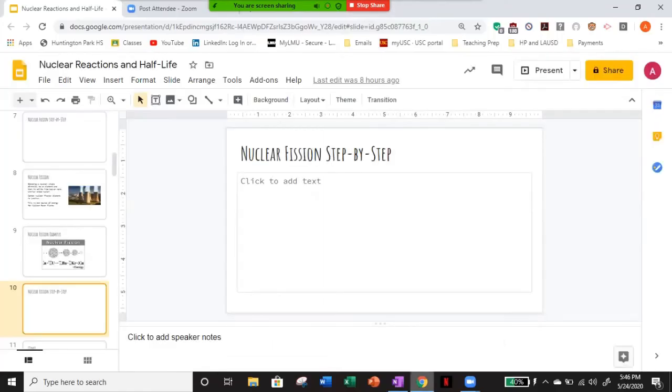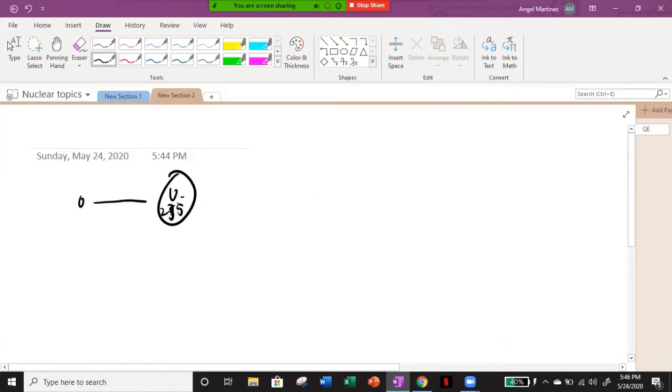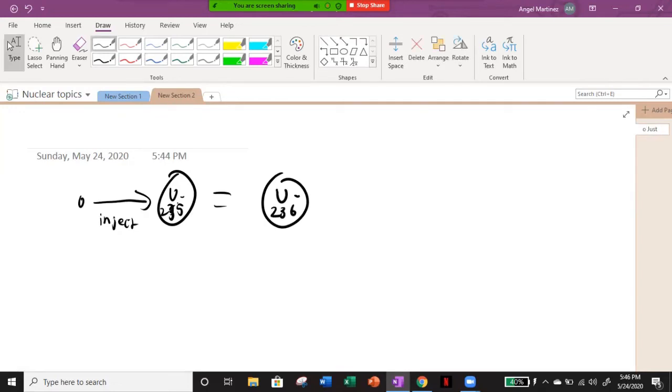So let me show it step by step. So we have uranium-235, I'll just say U-235. We have a single neutron that's being injected into it. This becomes uranium-236. And when it has that extra neutron, it's very unstable. So it's going to want to split into different elements.